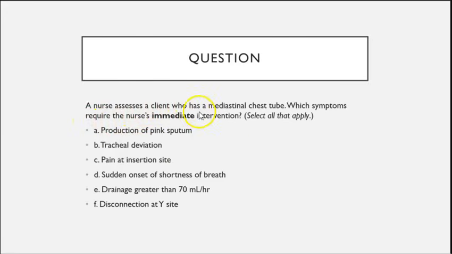The nurse assesses a client who has a mediastinal chest tube. Which symptoms require the nurse's immediate intervention? Select all that apply. So mediastinal chest tube, what is our immediate intervention for assessment? Production of pink sputum? Oh yes, this is bad. Tracheal deviation, absolutely. Pain at insertion site, that would be pretty normal. Sudden onset of shortness of breath, yes, absolutely. Drainage greater than 70 mLs an hour, oh yes, we always call the doctor for that. And then disconnecting at the Y site, yep, any disconnection.